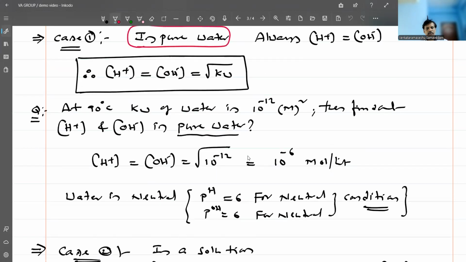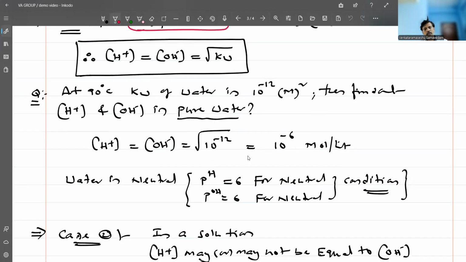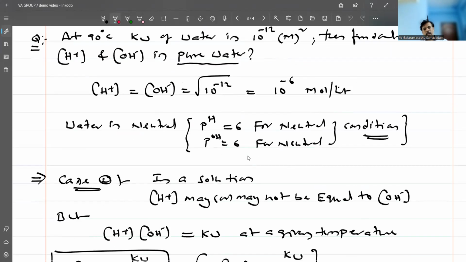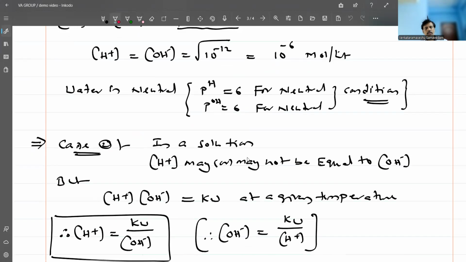In the case of solution, H plus ions may or may not be equal to OH minus ions. Therefore, 100% if you want to find H plus ions concentration, we have to use Kw by OH minus ions concentration to find H plus.